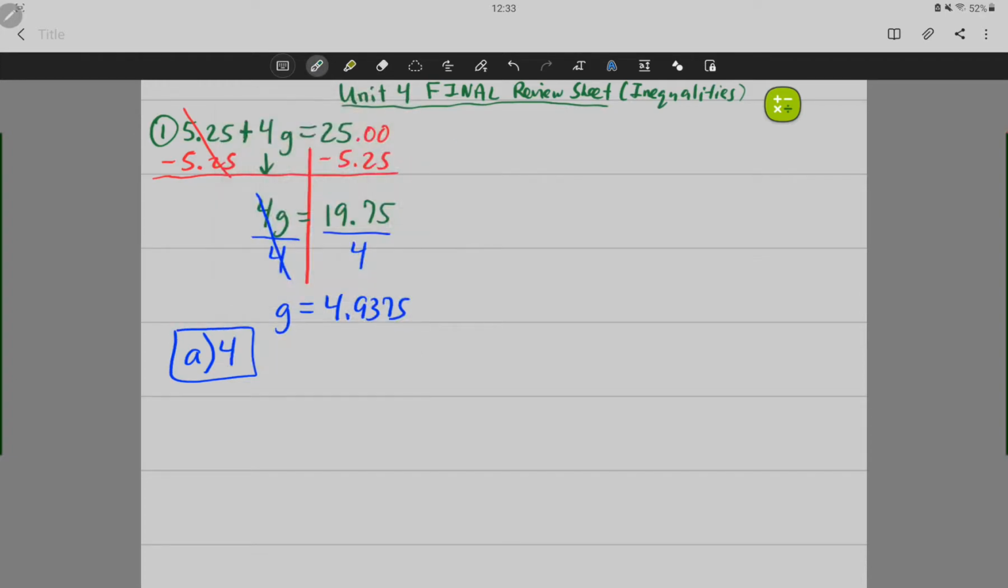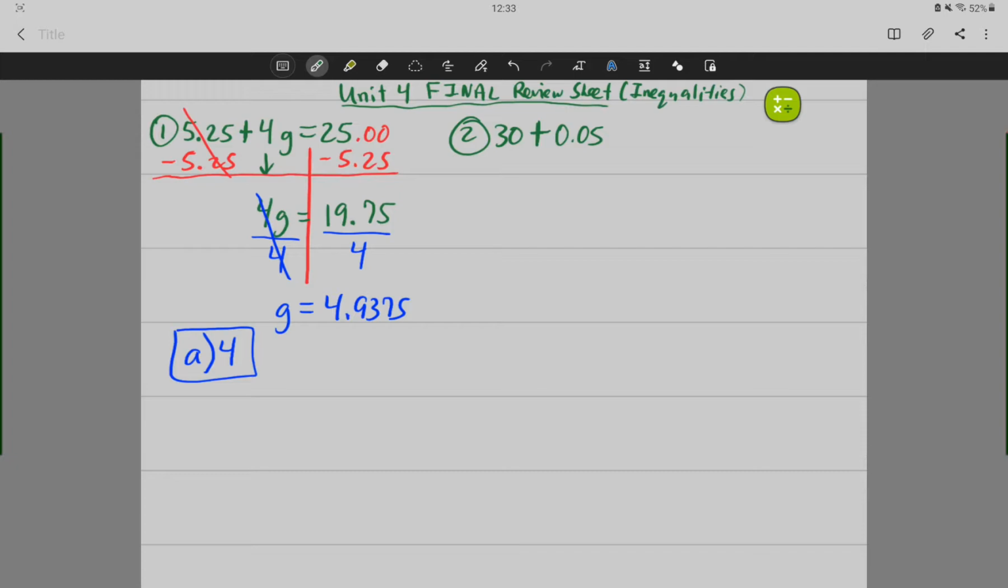Okay, question 2. Heather pays $30 per month plus 5 cents per text. She wants to keep her cell phone bill under $60. So we have to write an inequality that represents this situation. So she pays $30 per month, so that's 30, plus, so that means plus, 5 cents per text, so 0.05. And it's saying for text, use the variable t.